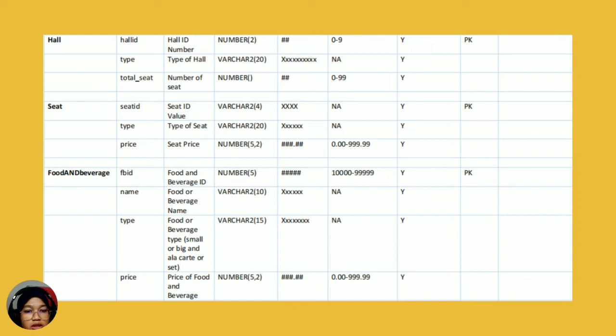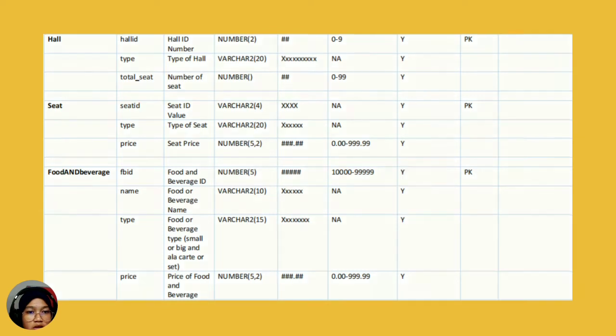Next is food and beverage. FBID, we use number, size 5. Name, varchar, size 10. Type, varchar, size 15. Price, number 5 and 2.